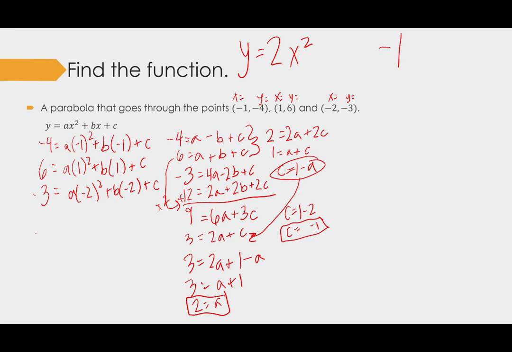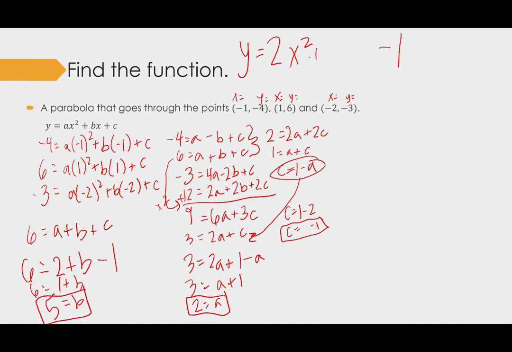Go back. I'm going to come over here on the left and use one of our original equations. Let's use 6 equals a plus b plus c. So 6 equals a, which we found was 2, plus b, we still don't know, plus -1 is c. Simplify that. 6 equals 1 plus b, so b equals 5. That's going to go in the middle. So our equation is y equals 2x squared plus 5x minus 1.